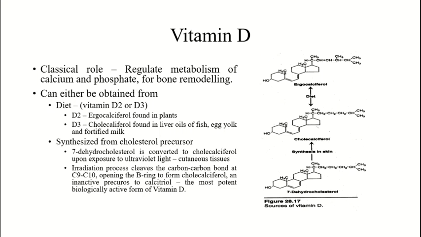Now, the third form is calcitriol. Now, this is the biologically active form of vitamin D. It is made possible by the initial conversion of 7-dehydrocholesterol to cholecalciferol upon exposure to UV light in your skin. Now, cholecalciferol is the predominant form in the plasma and also the major storage form.